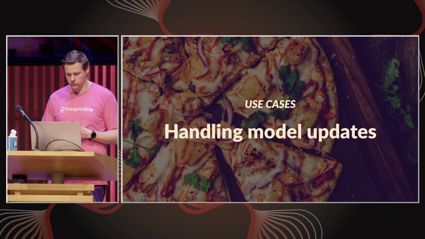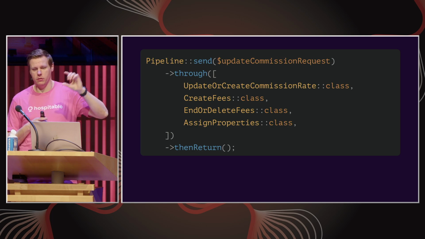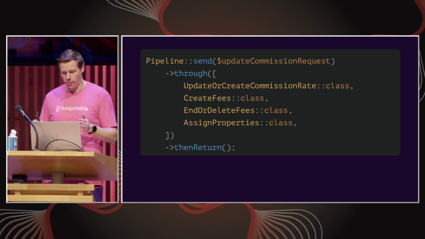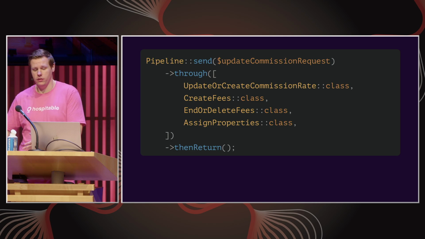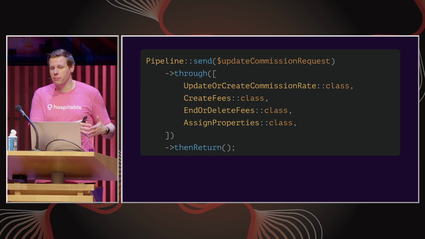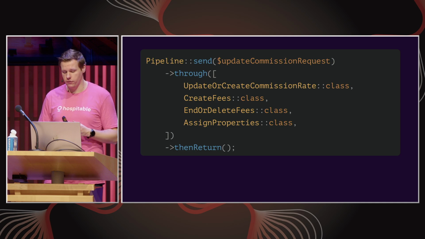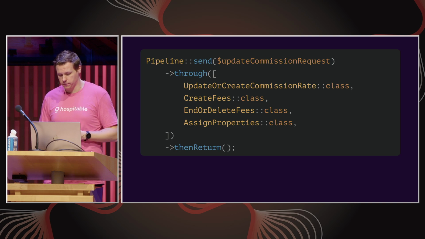So for example, we have this update commission request. As you can imagine, updating a commission always starts at a certain start date and might have an end date. So for some cases, it might be that it needs to create certain fees or certain commission rates at a starting point, but that also means that it might delete certain things at some times. So for example, the end or delete fees class might, depending on the end date, delete some stuff or just set the end date based on that.